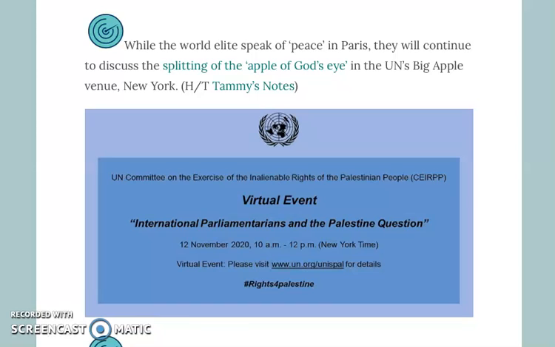So like a double-edged sword, while the world elite are speaking of peace and security and a future post-COVID in Paris, the city of light, under a guise of their false hidden bride, they will also discuss the splitting of the apple of God's eye in the United Nations Big Apple venue in New York. So there is a virtual event, the International Parliamentarians and the Palestine Question, taking place at that same time.